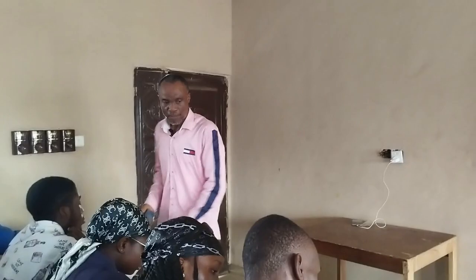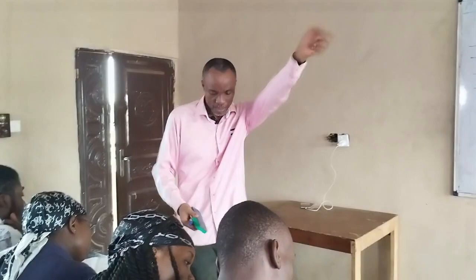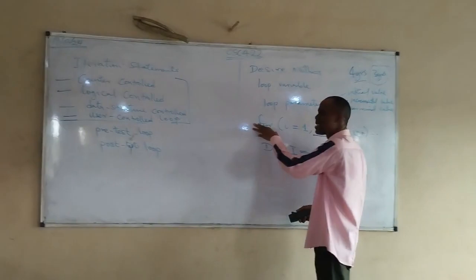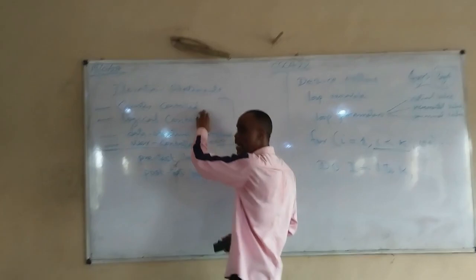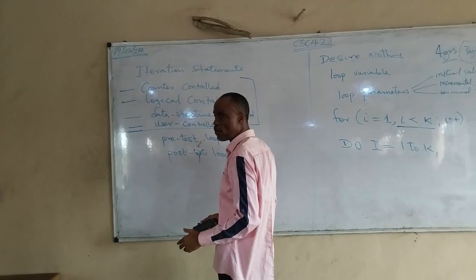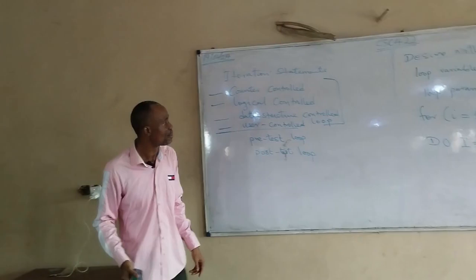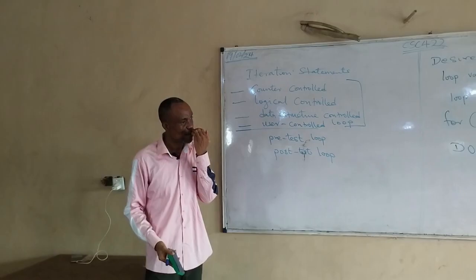So what is the other one? I said, for example, Fortran versus C-based counter-controlled loops. C-based ones are modeled to be a special type of logical control. The advantage is flexibility, but the disadvantage is reliability. All counter-controlled loops are usually pre-test.